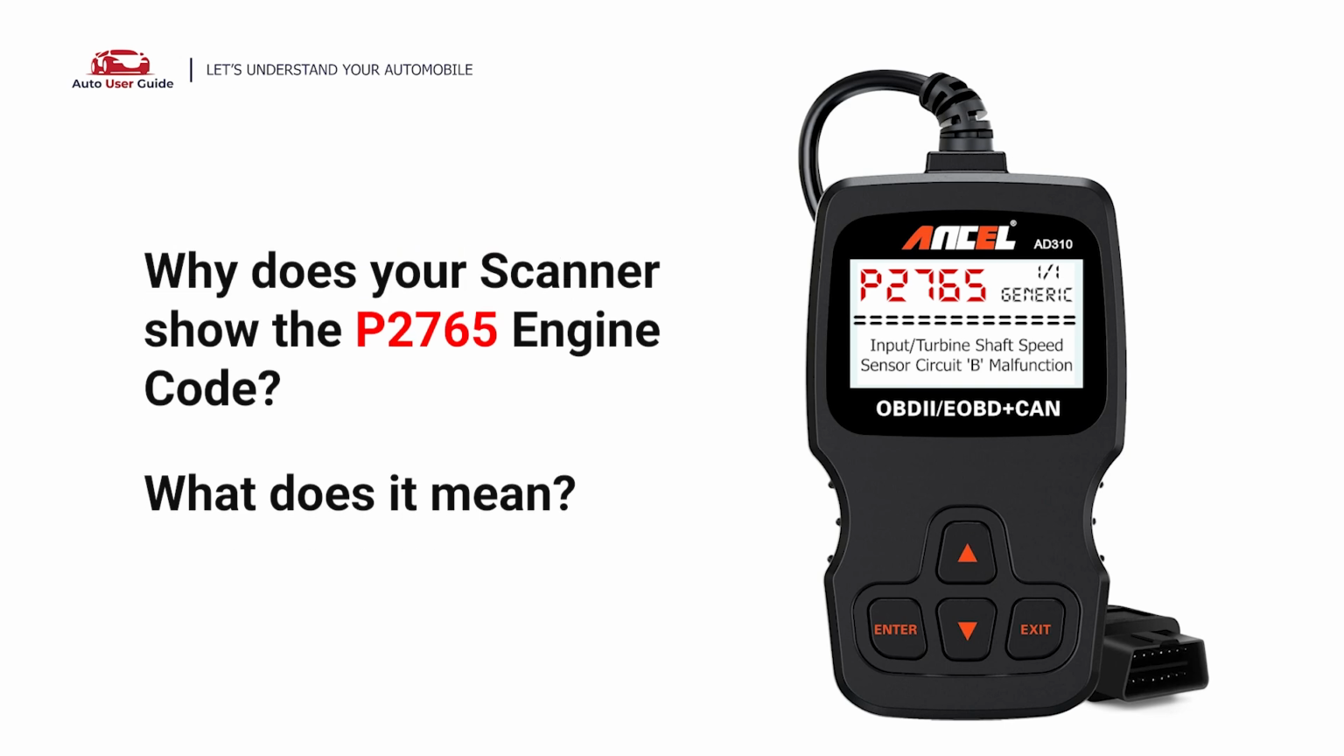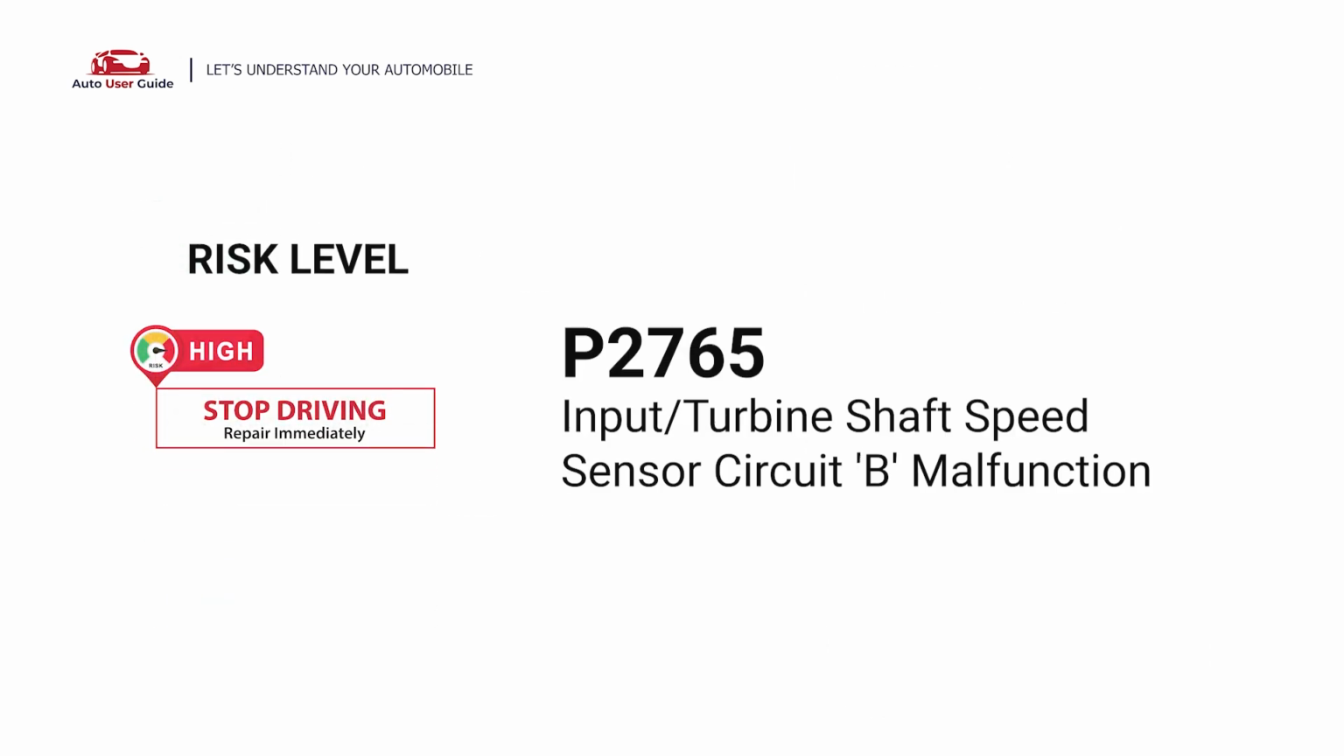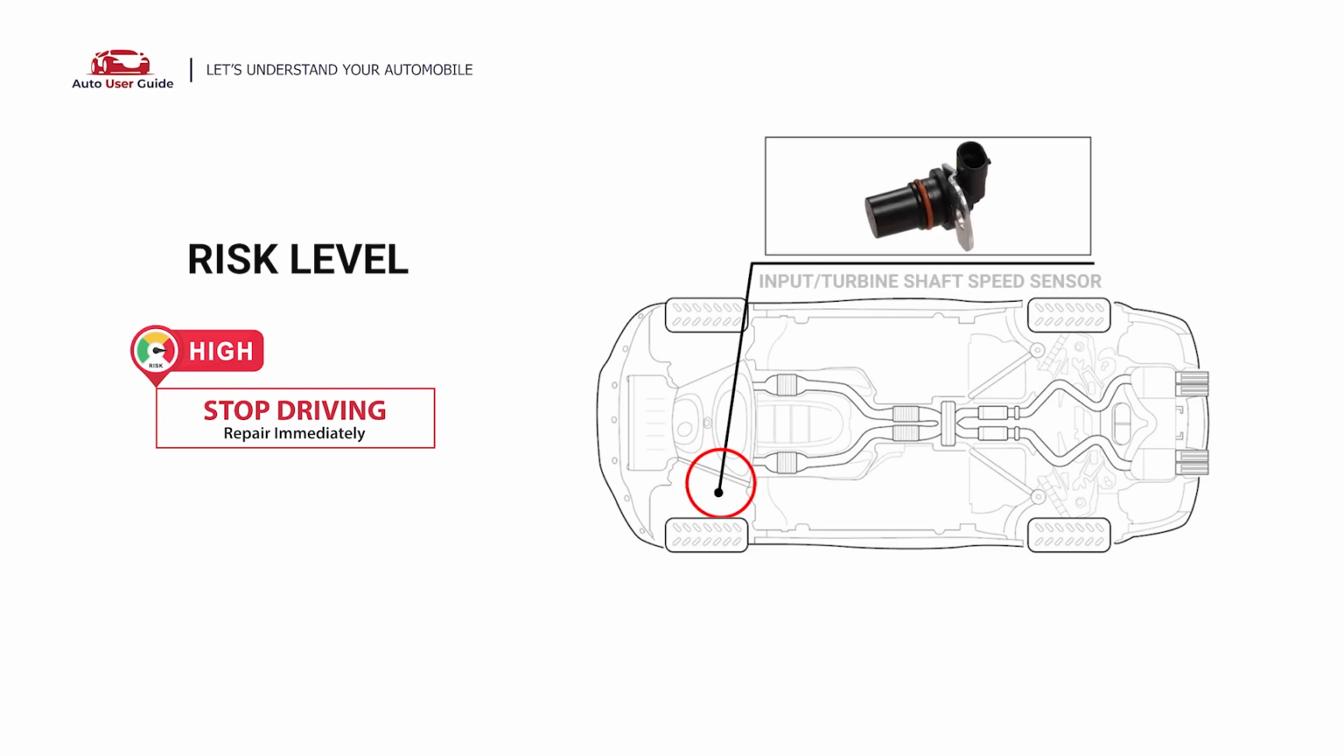Why does your scanner show the P2765 engine code? What does it mean? P2765 is a diagnostic trouble code for input or turbine shaft speed sensor, circuit B malfunction. It indicates the TCM has detected an irregular signal coming from the input or turbine shaft speed sensor in the transmission. Under this circumstance, stop driving and repair your vehicle immediately.